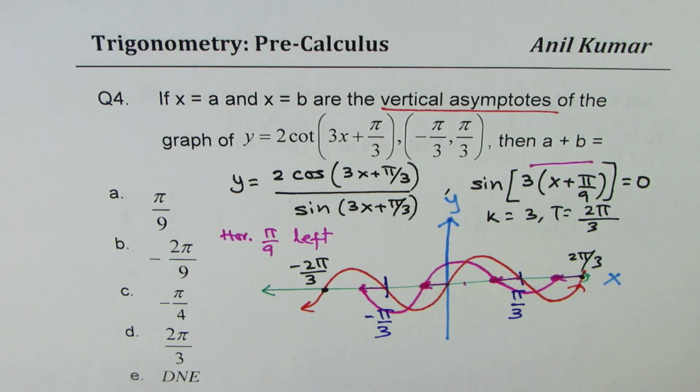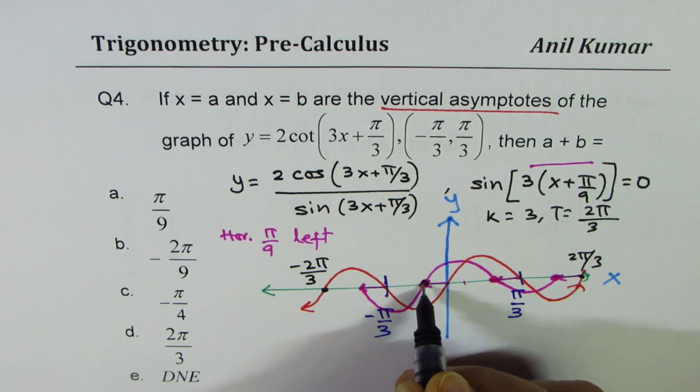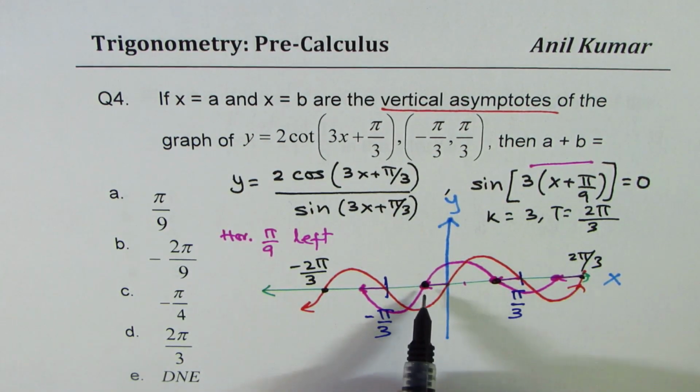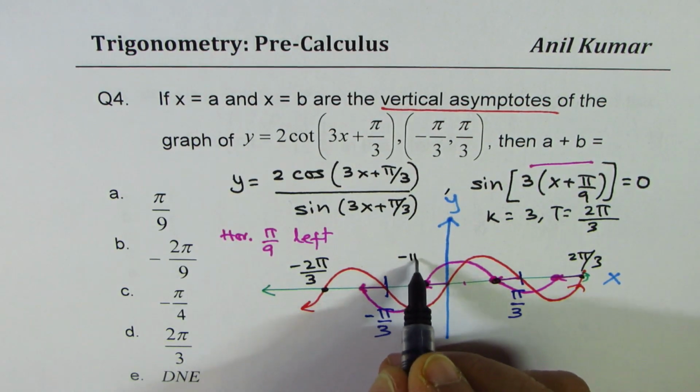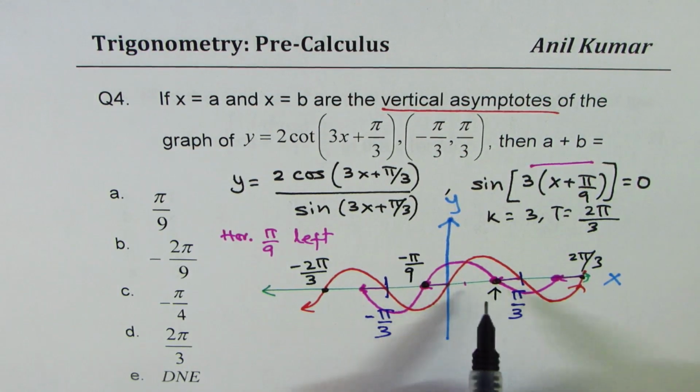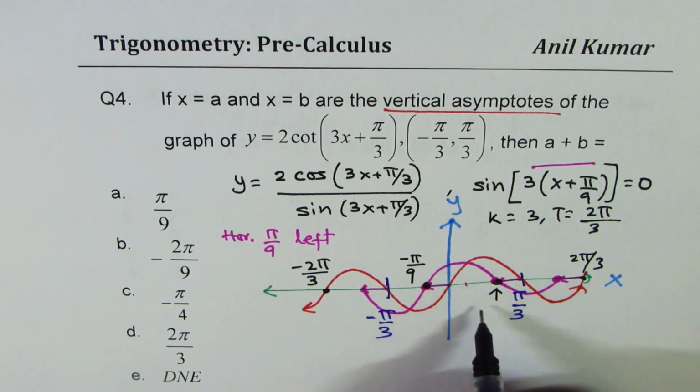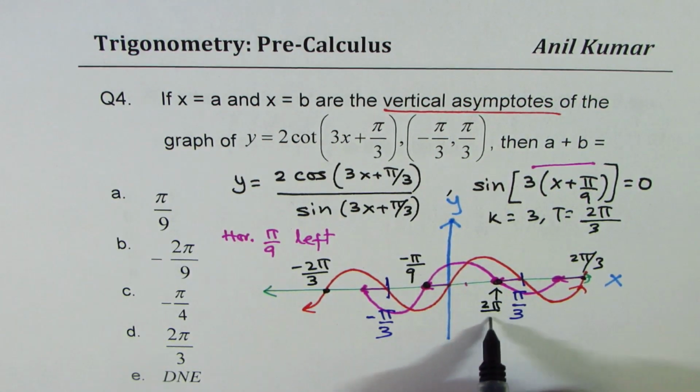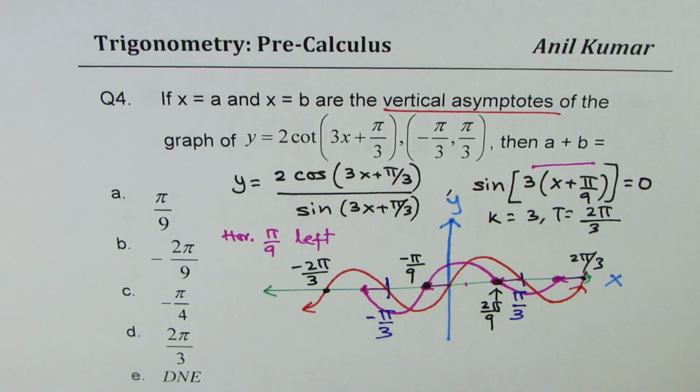So finally, within the given domain, we have two zeros. One zero here is at minus pi by 9, and the 0 here is, this is 1 pi by 9, this is 2 pi by 9. Is it okay? 2 pi by 9. So these are the two zeros.